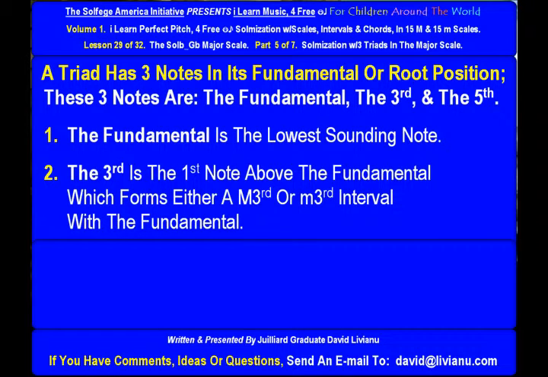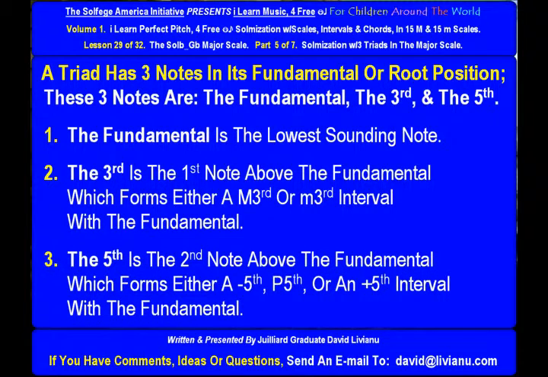The third is the first note above the fundamental, which forms either a major third or minor third interval with the fundamental. The fifth is the second note above the fundamental, which forms either a diminished fifth, perfect fifth, or an augmented fifth interval with the fundamental.